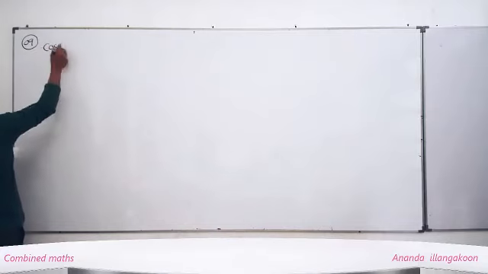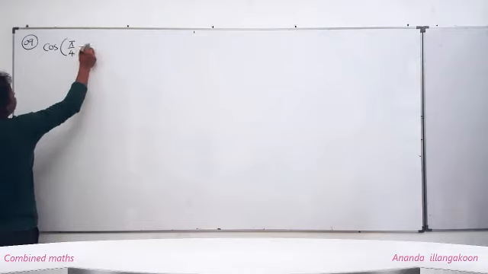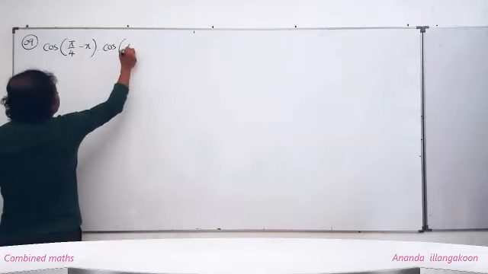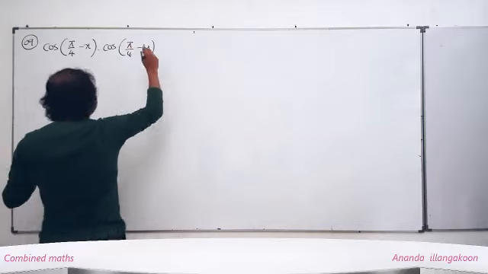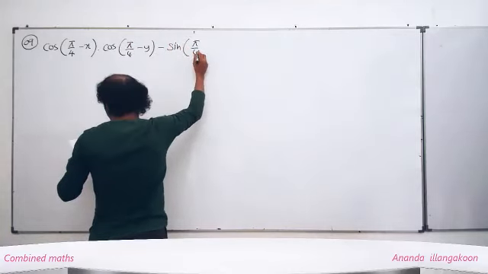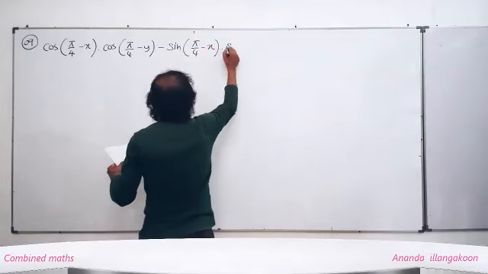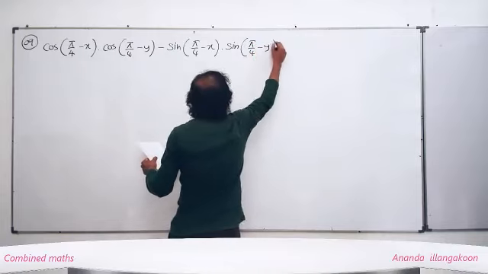Cos pi by 4 minus x into cos pi by 4 minus y, minus sin pi by 4 minus x into sin pi by 4 minus y.